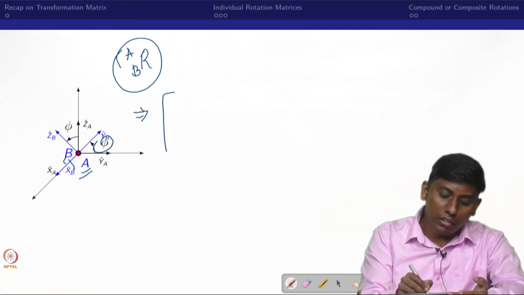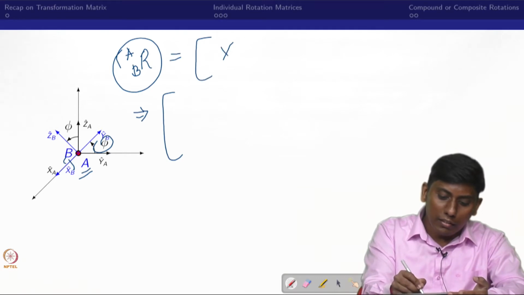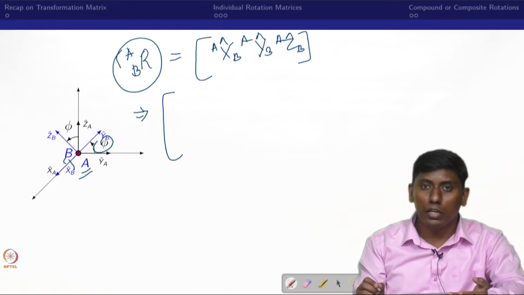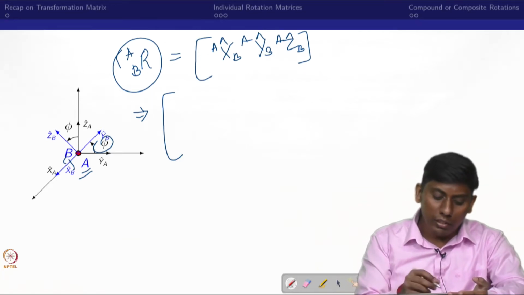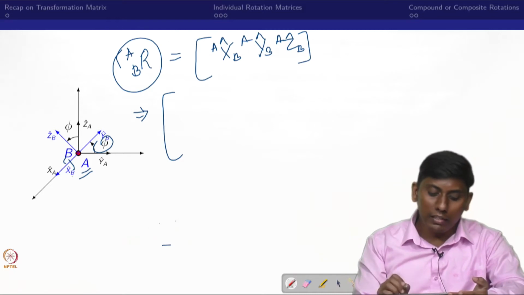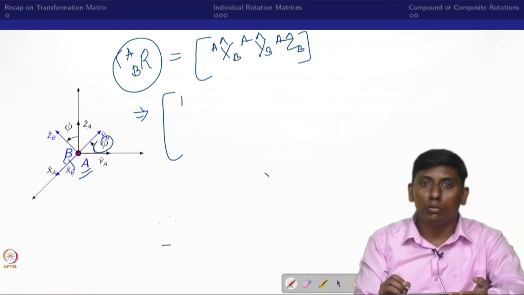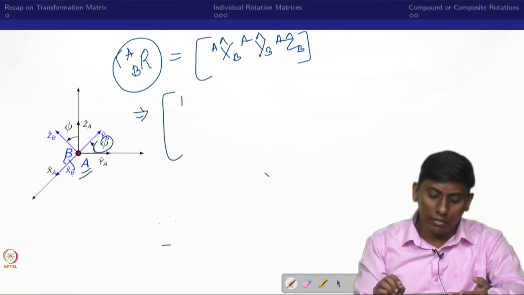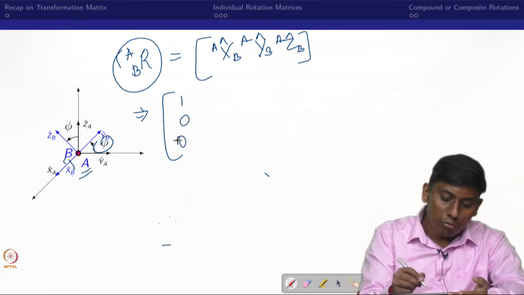So what would be the projection? This can be written as xB transformed to A. Then the YB unit vector projected on A, and the ZB unit vector projected on A. This is what we did, and we have taken the simple direction cosine, or we call it the dot product. XB projected on XA would give 1 because both coincide. The XB cannot be projected on YA or ZA because it is parallel with XA, so that projection would be 0.